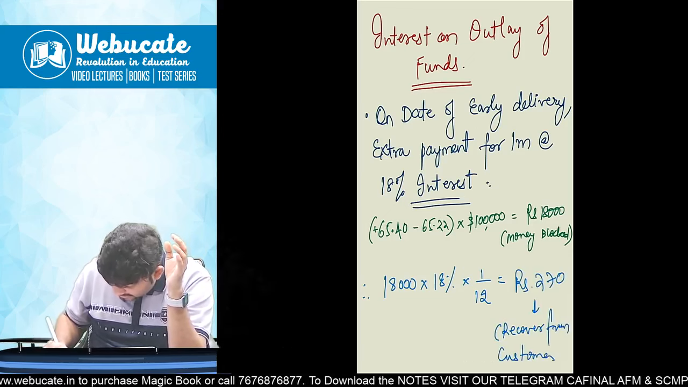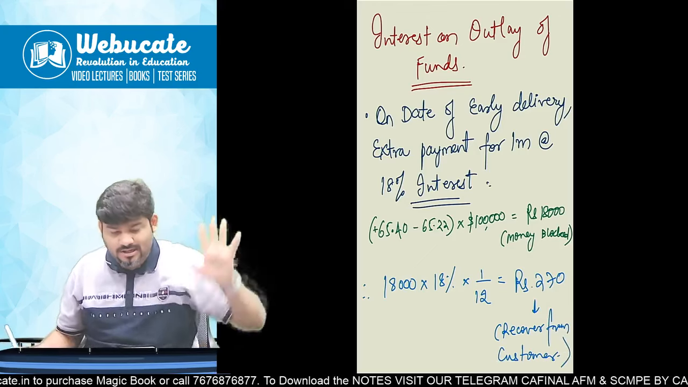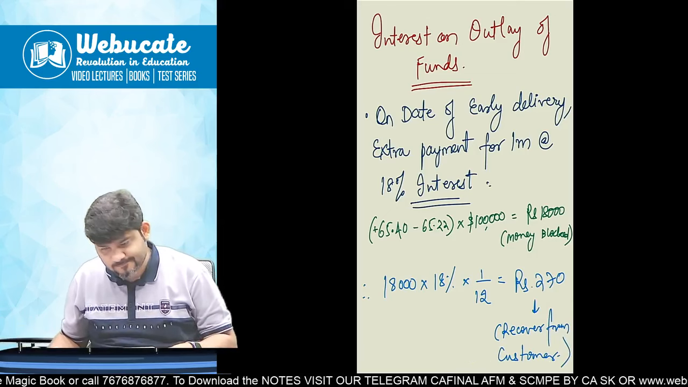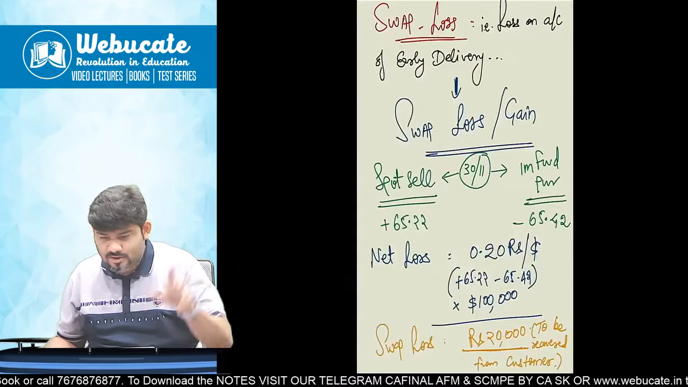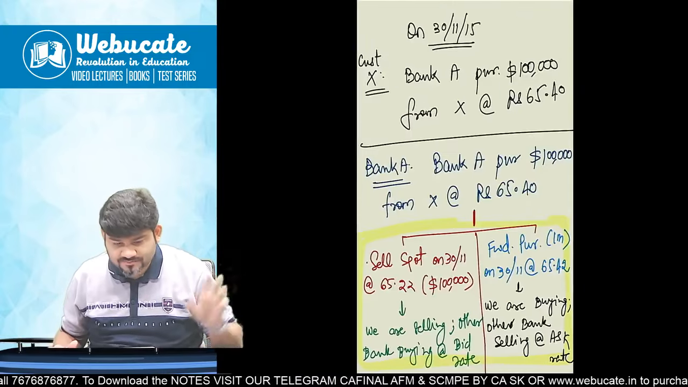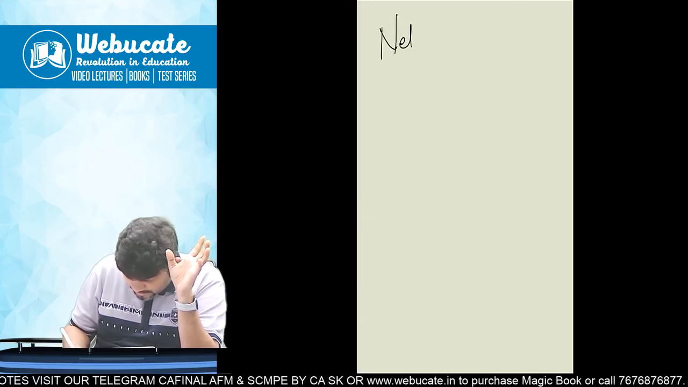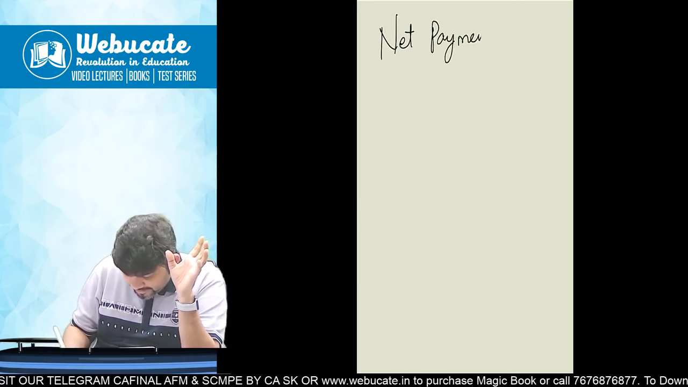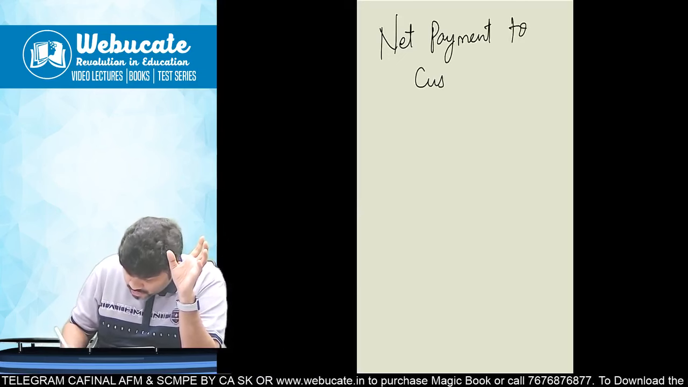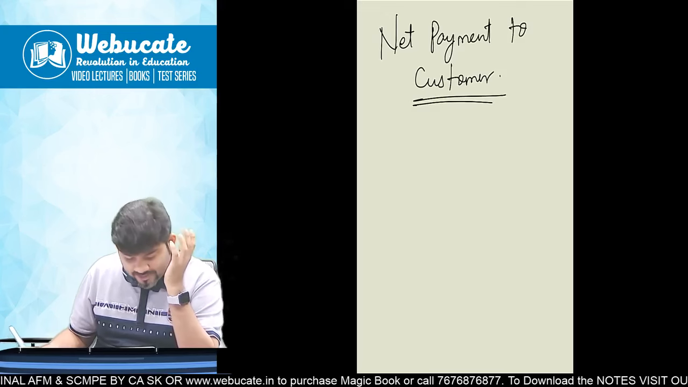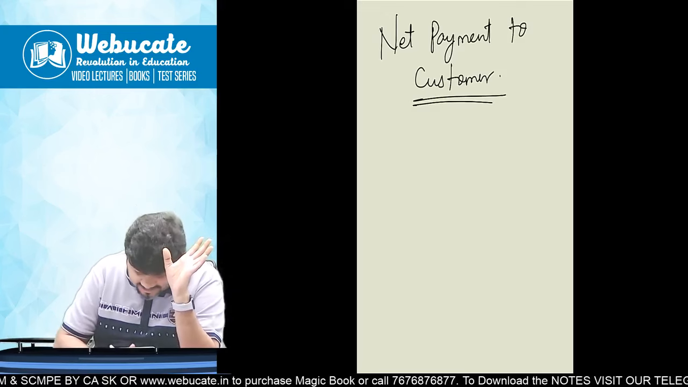Are we clear, guys? Please confirm. Are we all clear? Got it? So, two things we lost. Yes. So, how much net are we going to pay to the customer? That also we will write down. Don't worry. So, net payment to customer as per the original 65.4.